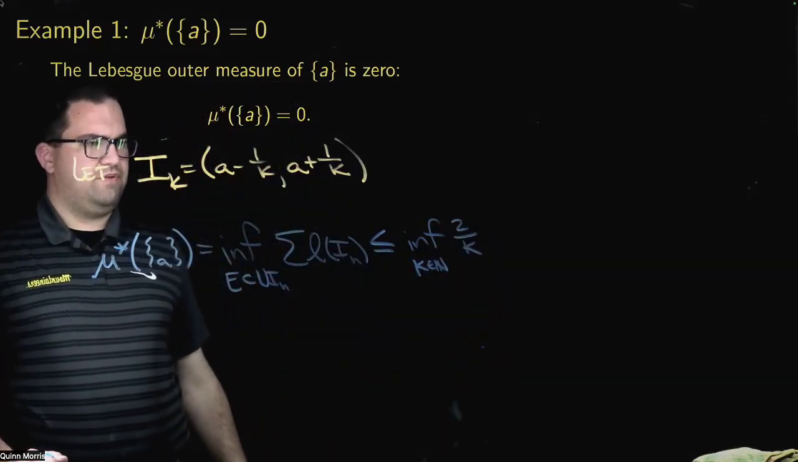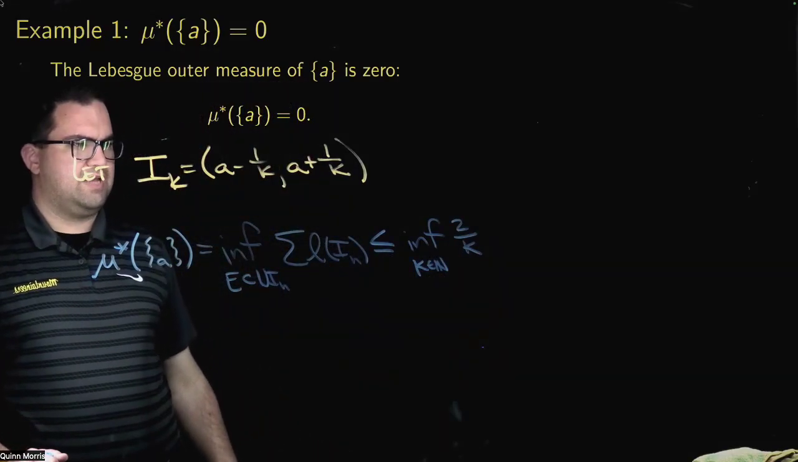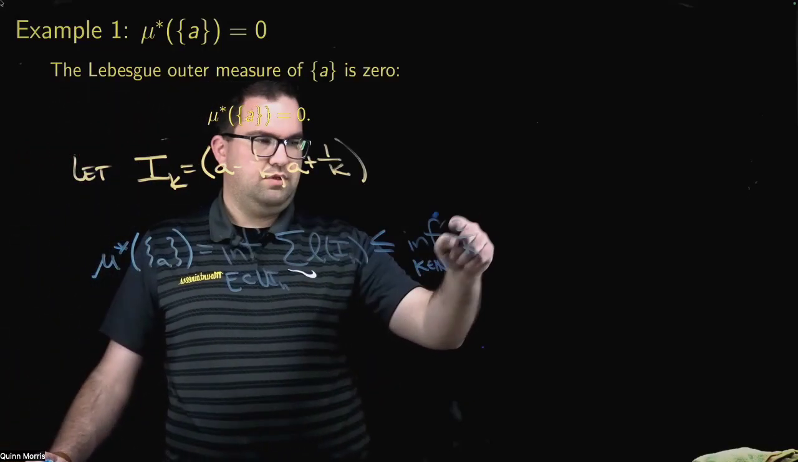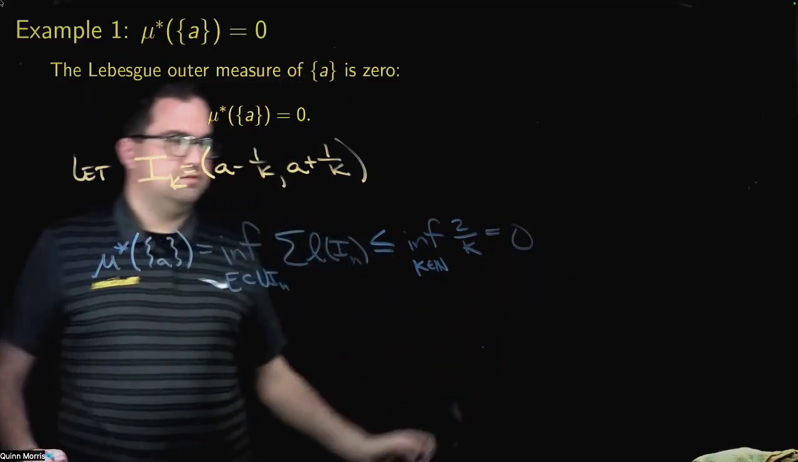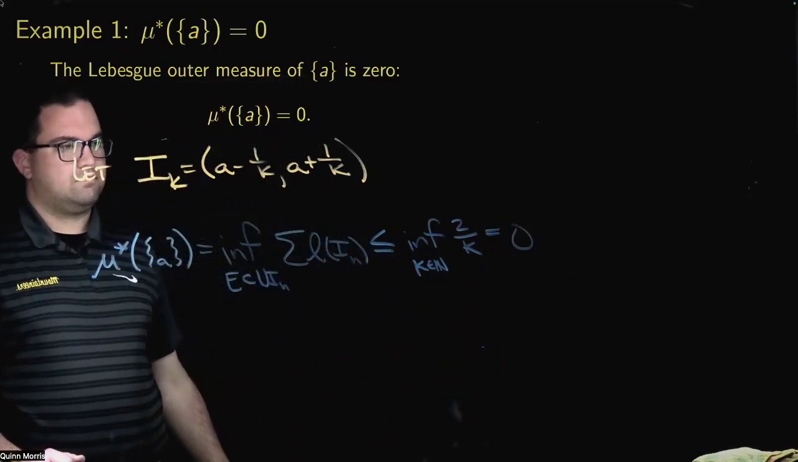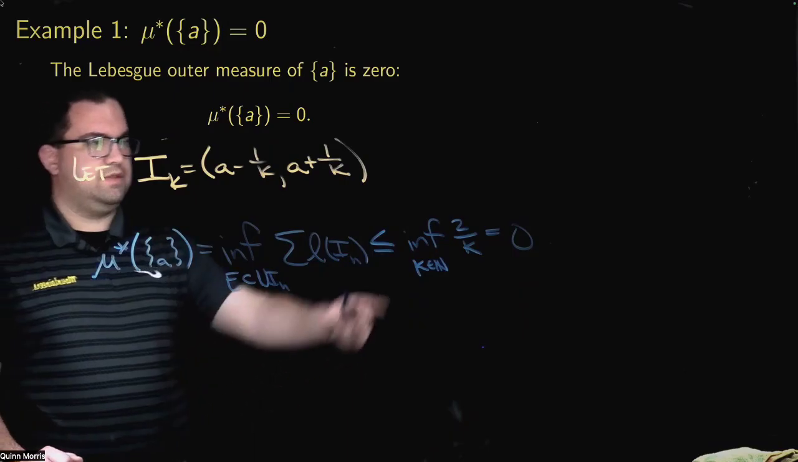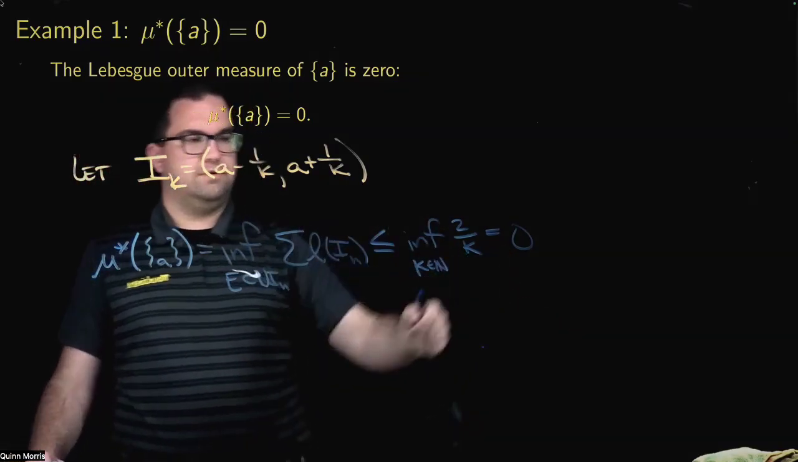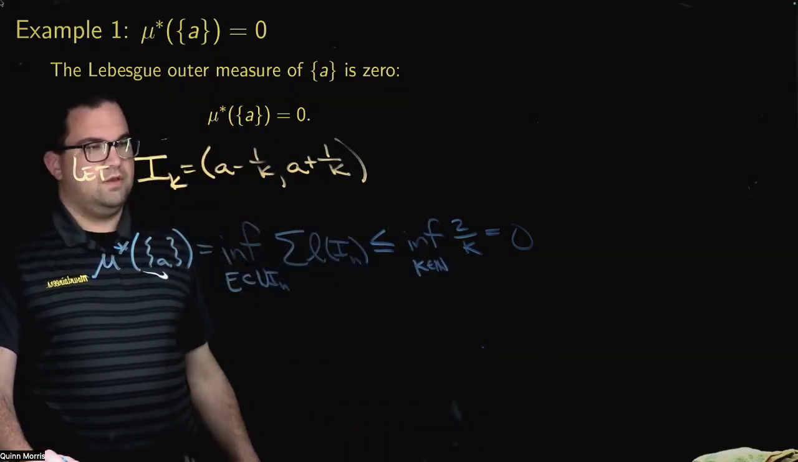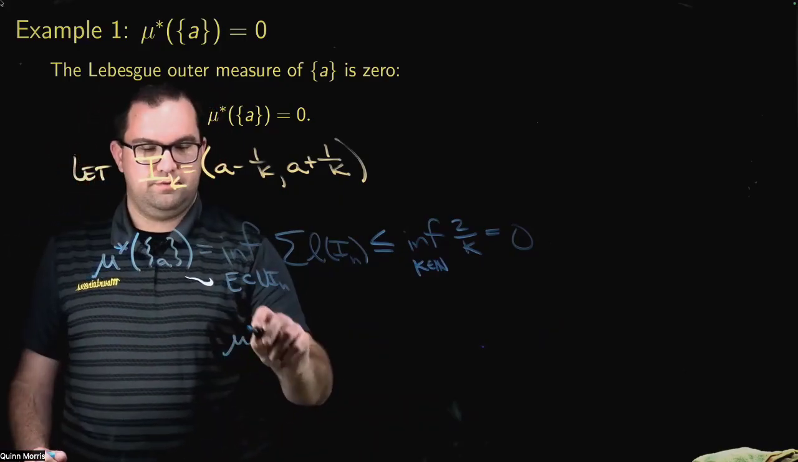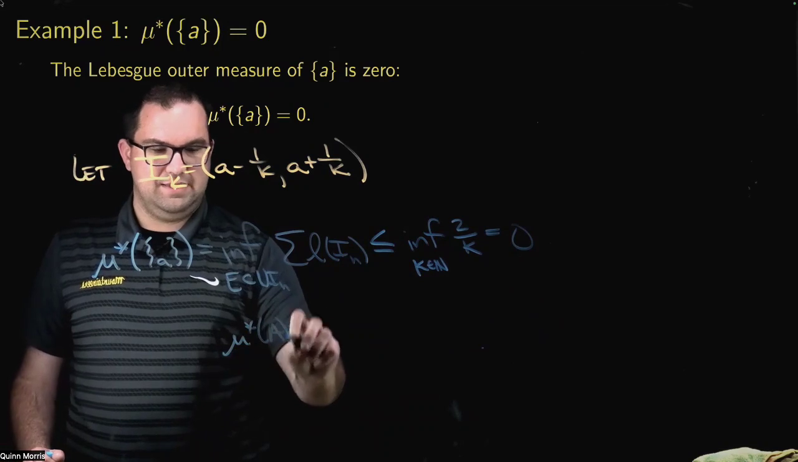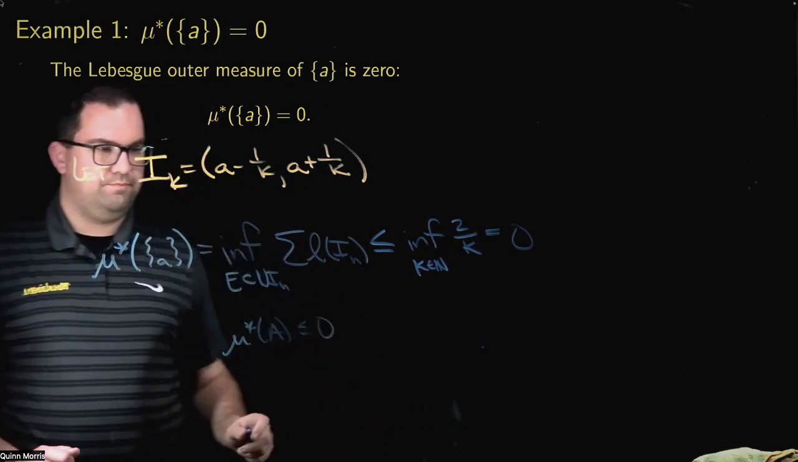But what is the infimum over all natural numbers k of 2 over k? Well, the limit of this as k goes to infinity is 0. This infimum is 0. This is decreasing and going to 0, so its infimum is 0. So what does that tell me? This tells me that the outer measure of A is less than or equal to 0.